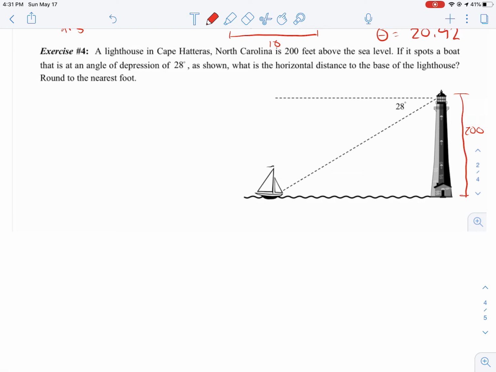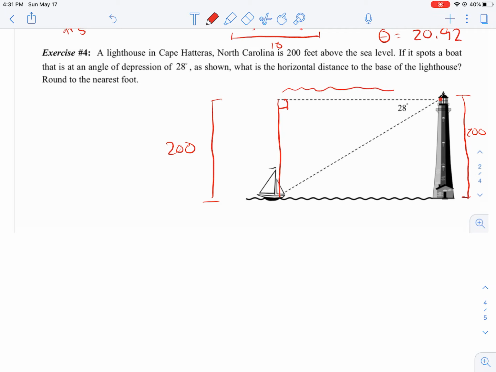So what it's saying is, if you were standing up here and looking down at a 28 degree depression. That being said, I'm going to create my right triangle here. This is 200 feet over here, which means this over here is also 200 feet. What is the horizontal distance to the base of the lighthouse? So what we're trying to find is this length right there.